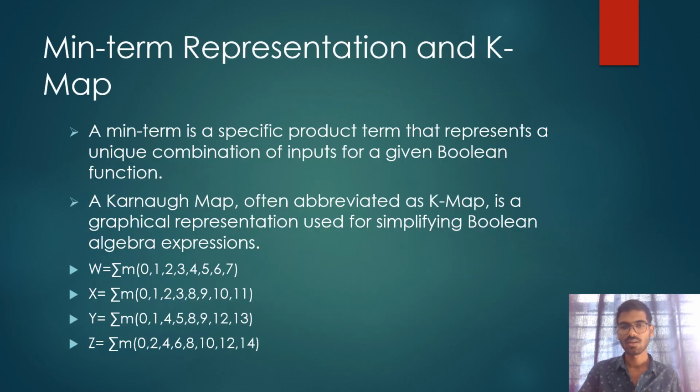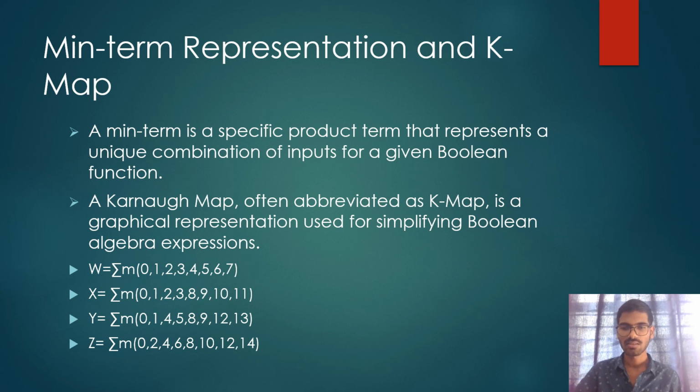Next, minterm representation and K-map. What is minterm representation? A minterm is a specific product term. It represents a unique combination of inputs for a given Boolean function. Here we represent each term as a sum of products or product of sums, which we get as SOP and POS respectively. SOP is represented as sigma small m and POS is represented as pi capital M. Here we are doing it for SOP, that is sum of products. That is, we are adding each product term individually.